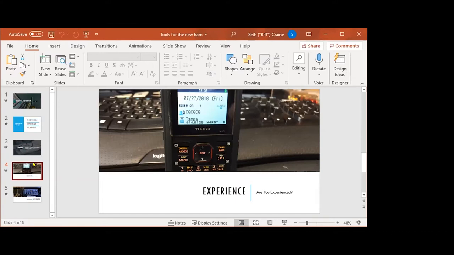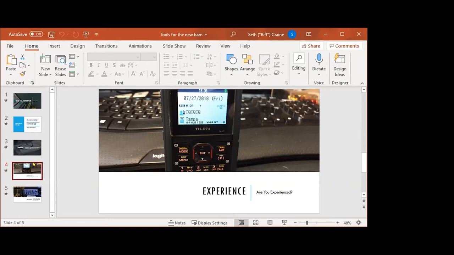Experience, where you get experience, most importantly, is on the air. You get that experience by getting on the air, talking to people, seeing how your antenna performs, and getting more prolific in terms of your ability to communicate. Participation in local clubs. That's where you can get some good experience.